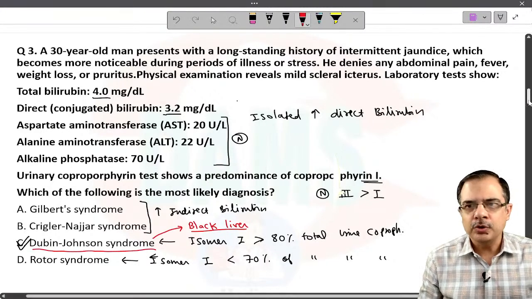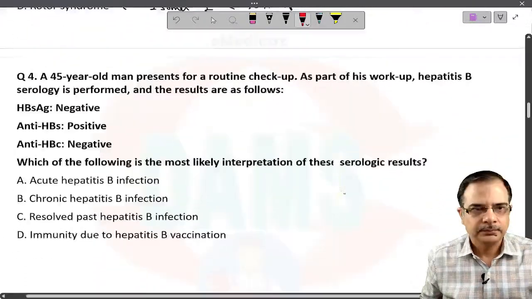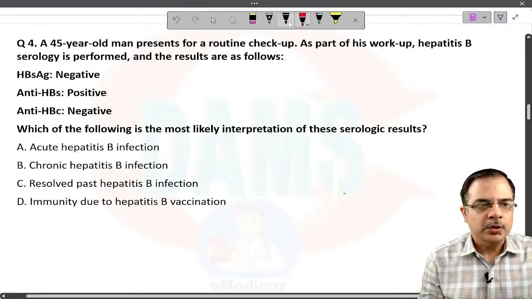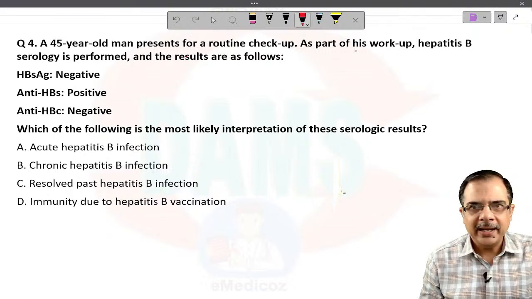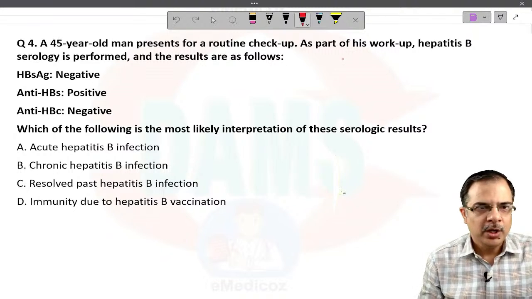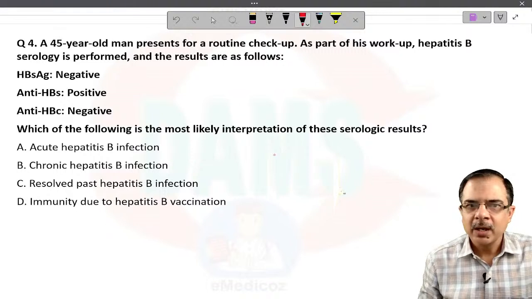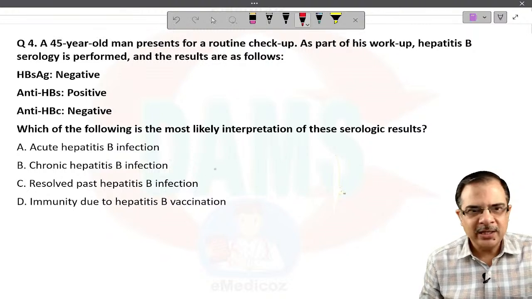Now, moving on to question number 4. A 45-year-old man presents for a routine checkup, and as a part of workup, hepatitis B serology is performed. So these are the serologies which are present here. Which is the most likely interpretation of these serological findings? So acute hepatitis B infection.